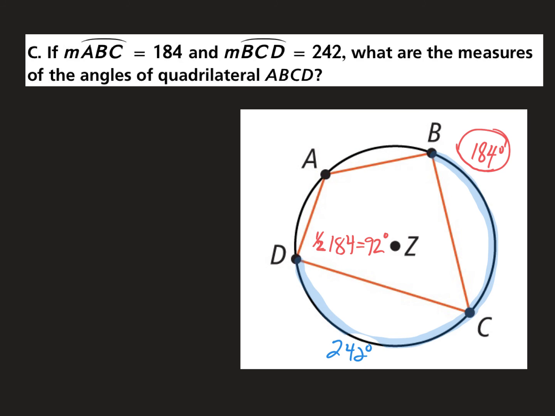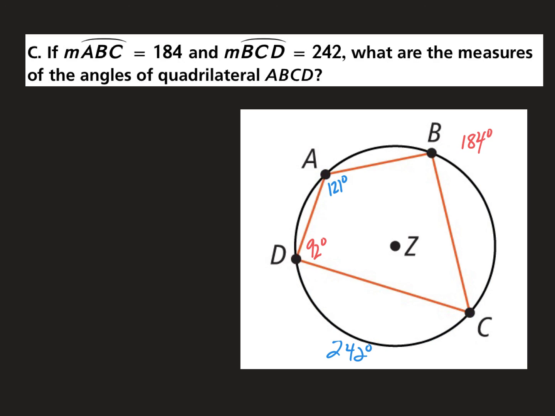Okay, so now thinking about that in the same way, I can look at this arc, BCD, and see which angle that one goes with. Well, here is angle BAD, or angle A. So that would tell me that angle A would be 1/2 of 242 degrees, which would be 121 degrees. So let me clean up my picture a little bit.